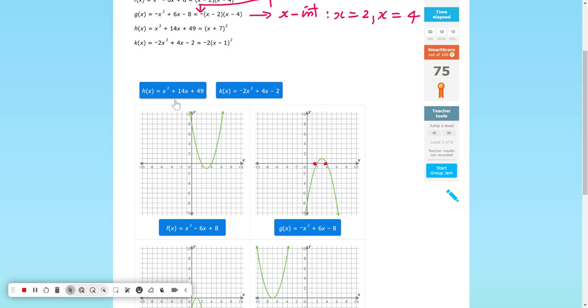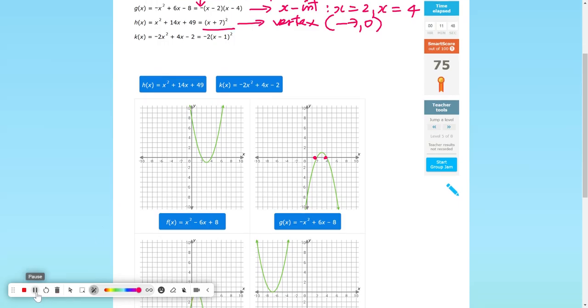The next one, they give you the vertex form. This is the vertex form. So you can see the vertex as negative 7, and then 0. So we match that equation.